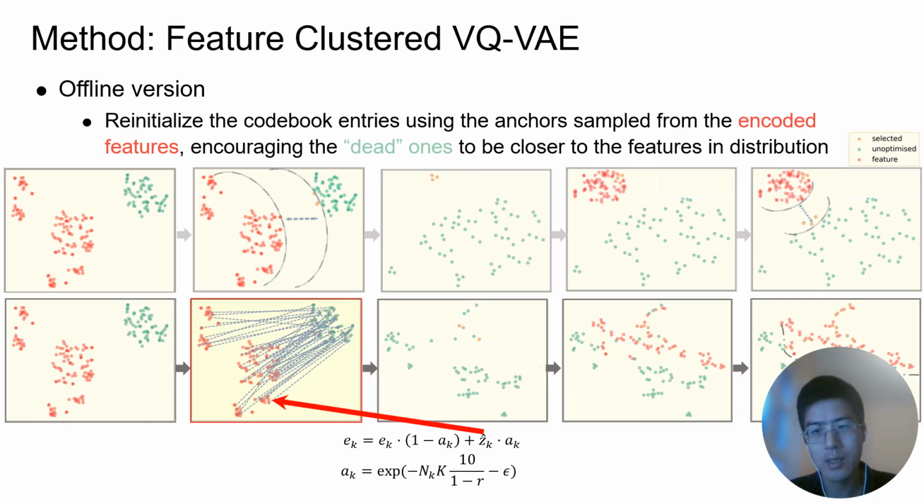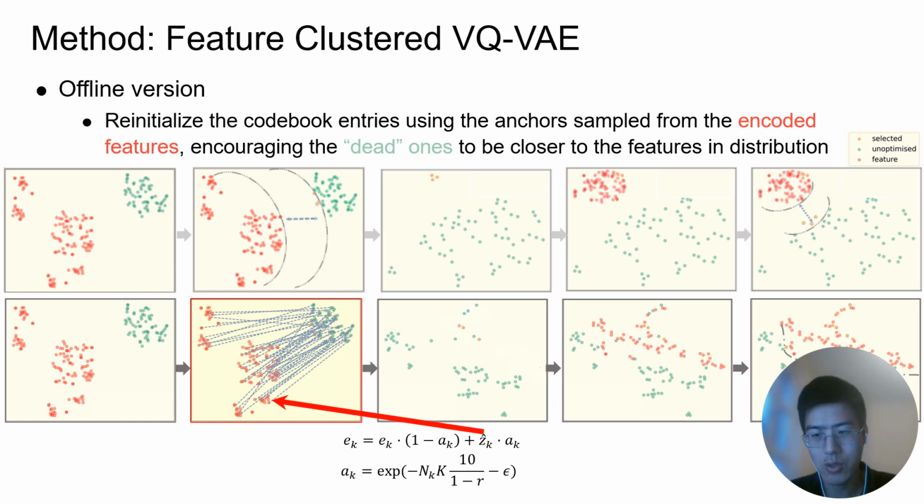Inspired by the traditional clustering algorithm, we propose to use the data points to reinitialize the code vectors. E_k is the code vector and Z_k hat is the encoded feature. Alpha is the probability to update the code vectors. Alpha is related to the usage of the code vector. When the usage is high, the alpha will be small. Then we will just use the current code vector for the representation and update.